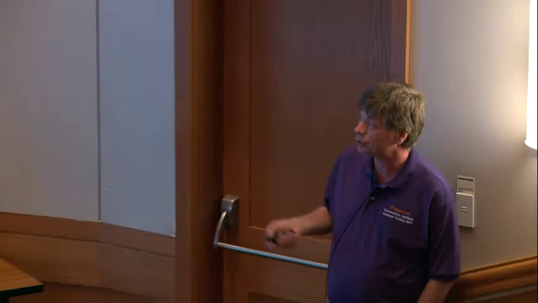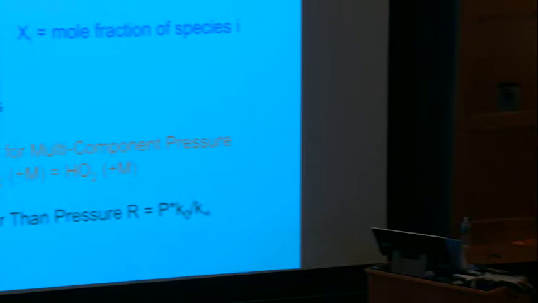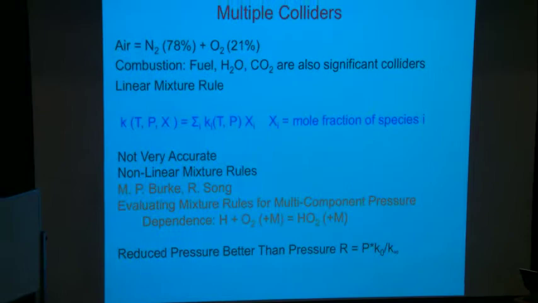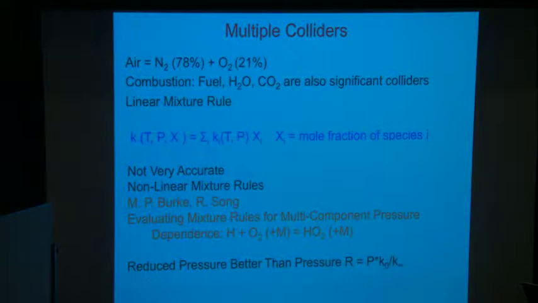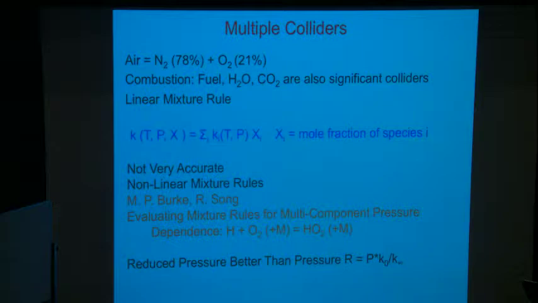Another good example of a sort of problem like this is something that Mike Burke is working on, and that's trying to understand what happens when you have multiple colliders. I talked about how you have collider efficiencies. Well, really, when you talk about things, all these codes assume what you call a linear mixture rule. Linear mixture rule says that the rate constant for some kind of mixture is just the sum of the rate constants for the individual species times their mole fraction.